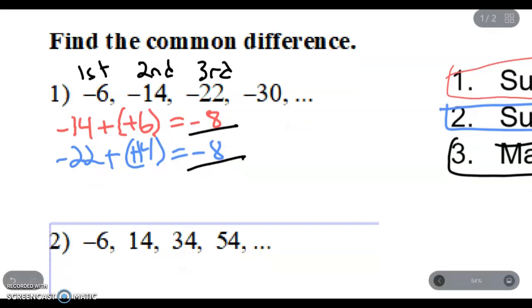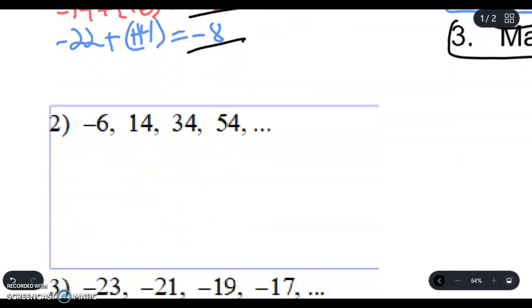All right, let's take a look at another example. I'm going to name them again: first, second, third. I'm going to do the second minus the first. 14 minus negative 6.